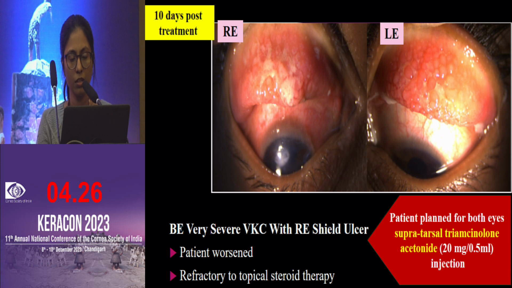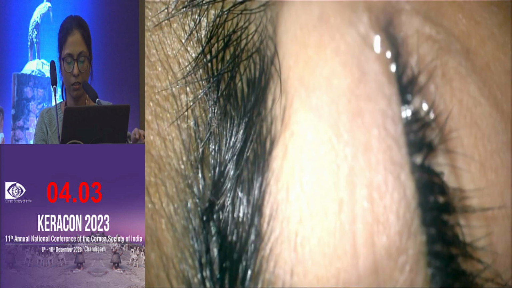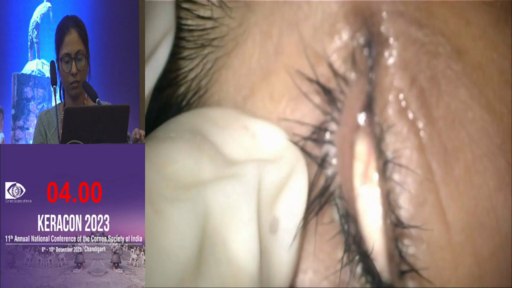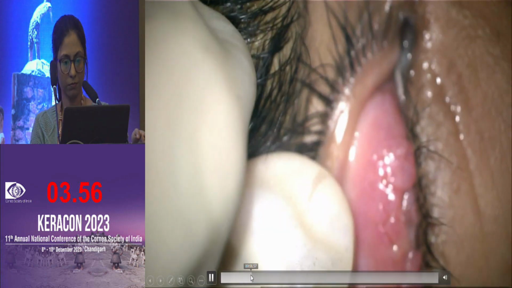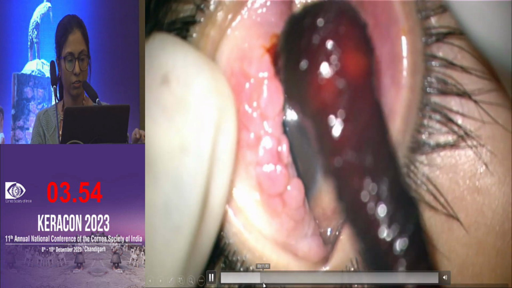But there was no symptomatic improvement, nor were the signs improved on the follow-up. He also developed a shield ulcer along with the discharge, where the inflammation didn't reduce. So we treated him as refractory to topical therapy and planned for supratarsal triamcinolone injection.